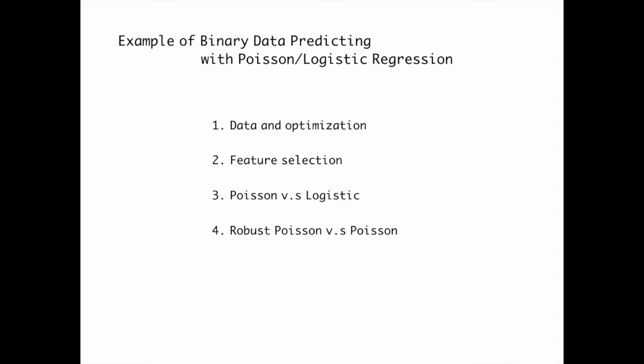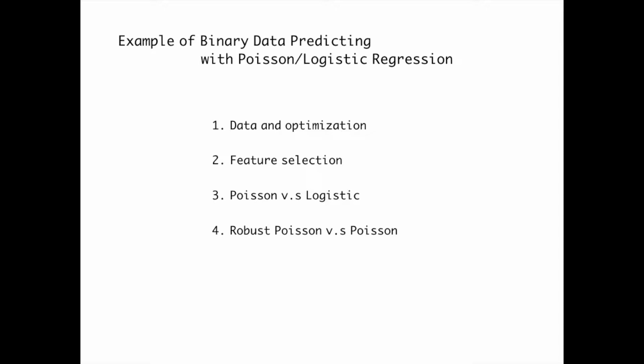Hello guys, I will talk about the example in 4 parts. First of all, I will give you a brief introduction about the data and how to optimize the data. Secondly, I will talk about how to pick different features in the data. When I'm saying the word feature, I mean those independent variables that we need to predict our binary data.